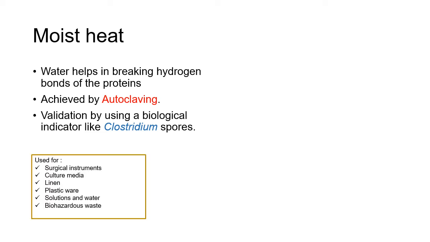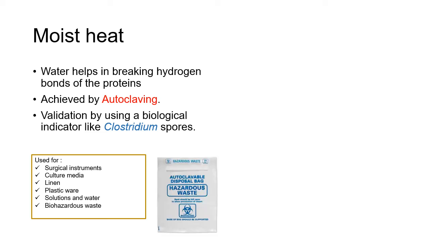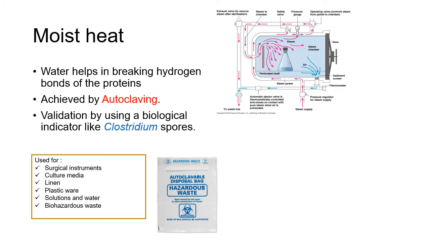That's why we use it to sterilize surgical instruments in the hospital, culture media, linens, which means the sheets that we use for the patients, plasticware, solutions in water, and biohazardous waste. These are the autoclavable disposable bags that we use in the hospital and also in our labs. It's a plastic bag that we put any waste inside, then we tie it and send it for autoclave. This is what the machine looks like from the inside.